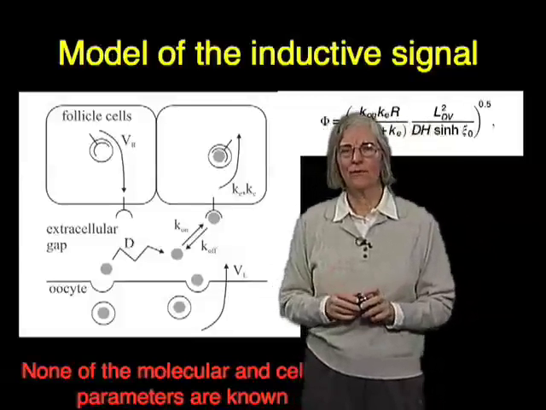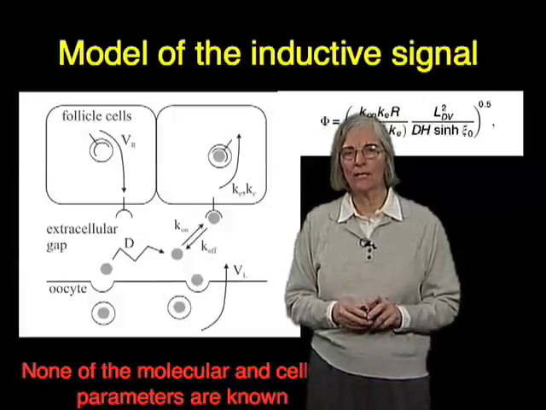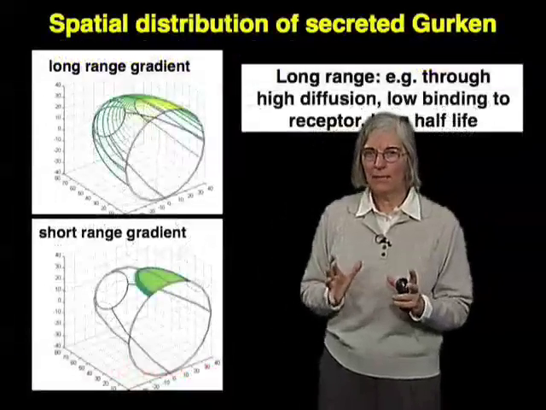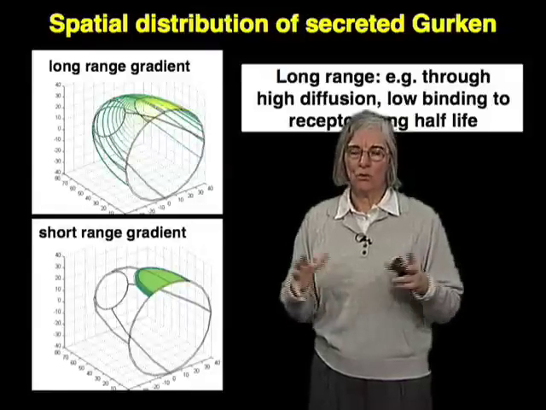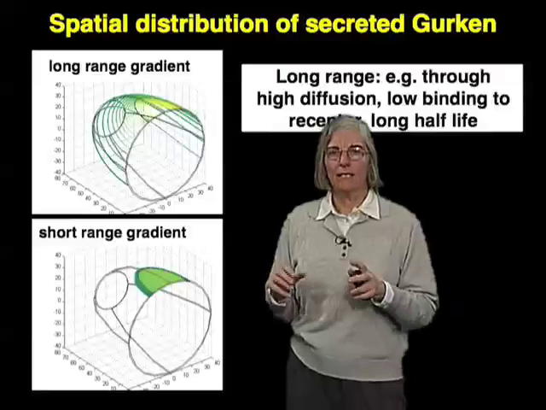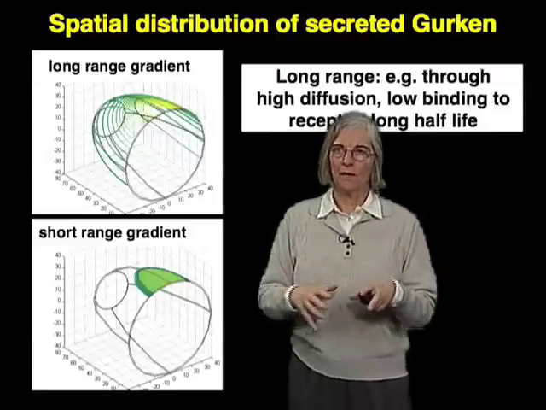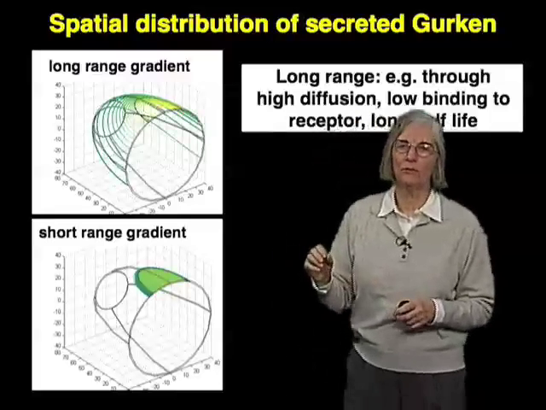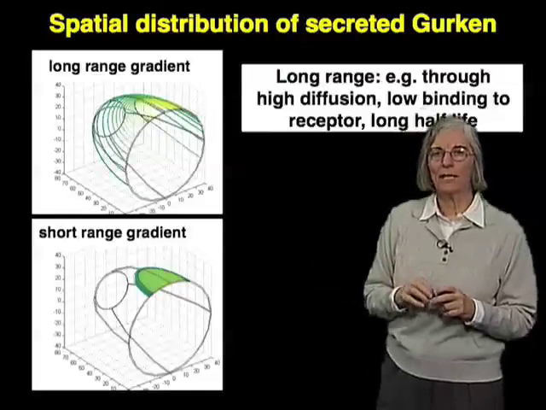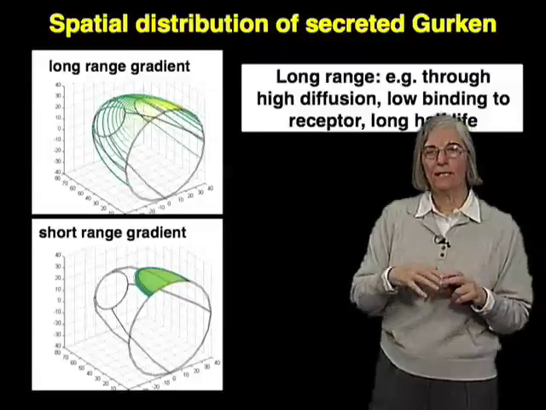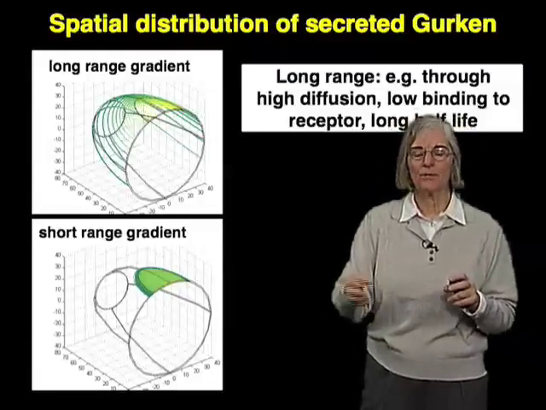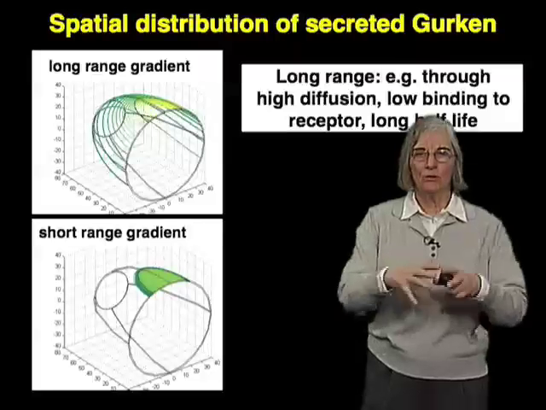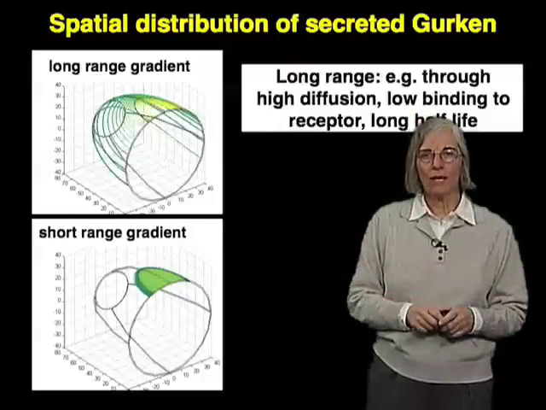So then how can we still think about this relatively complicated gradient formation? Well, there are some things that are intuitively understandable. We can think of two different extremes. We can have something that's a long-range gradient, or we could have, conversely, something that's a short-range gradient. A long-range gradient could be formed, for instance, if the molecule we're looking at has a very high diffusion rate, if it has a low binding constant to the receptor, so it diffuses long before it binds the receptor, or if it has a very long half-life relative to the space it has to travel through.